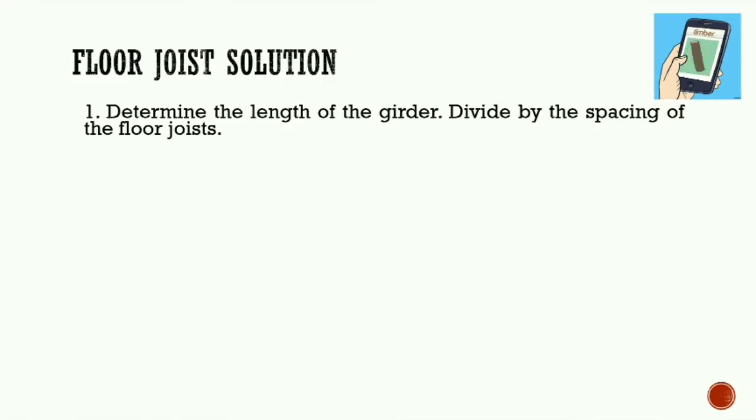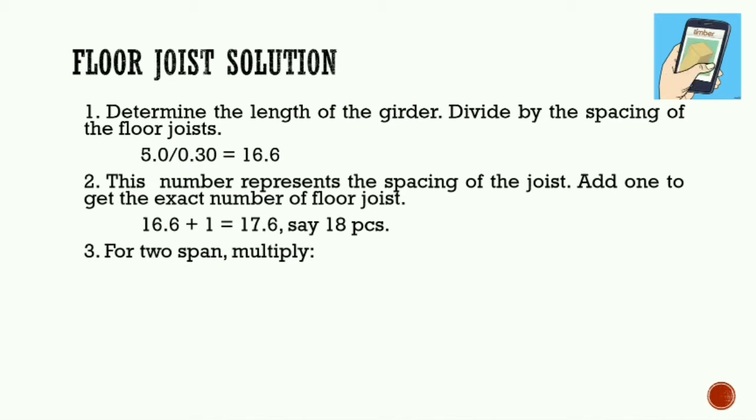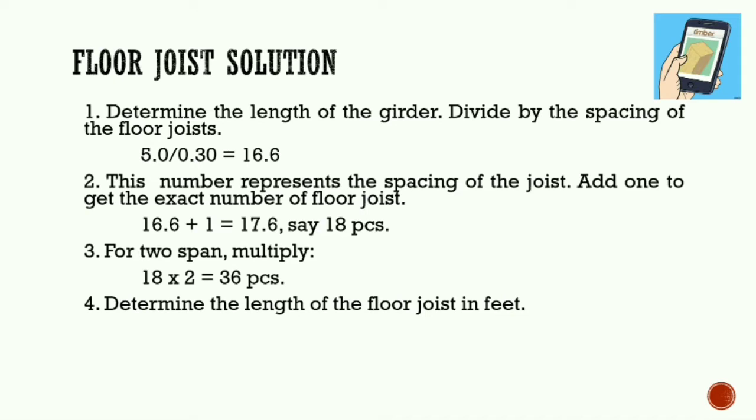The solution for the floor joist: you need to determine the length of the girder divided by the spacing of the floor joist, which are given in the problem. So 5 meters over 0.30 is equal to 16.6. This number represents the spacing of the joist. You need to add 1 to get the exact number of floor joist. So it will become 17.6, or say 18 pieces. Now since it has 2 spans, you need to multiply this 18 by 2. This will become 36 pieces.